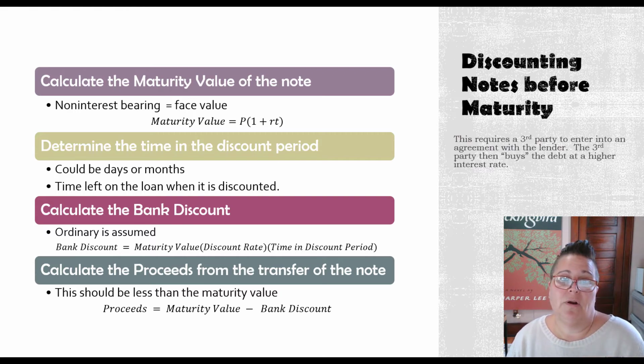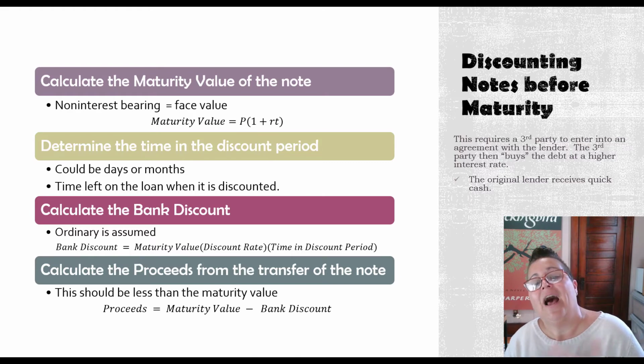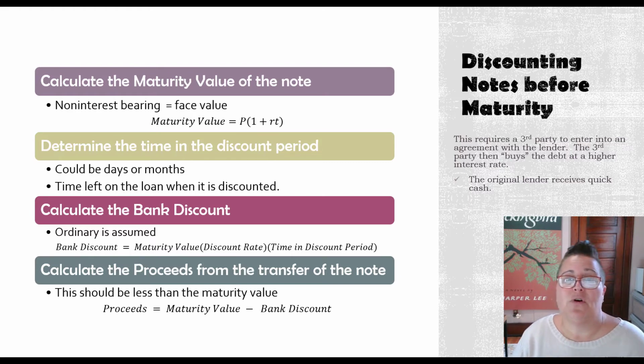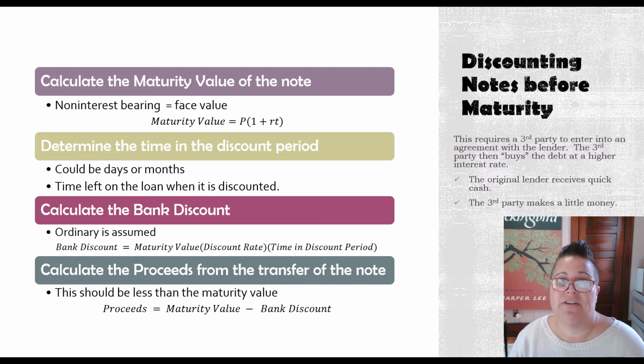When you discount a note before maturity, it requires a third party to enter into the agreement between the borrower and the lender. We had the panda and the bee, and the panda borrowed money from the bee, but then the bee needed money, so they needed to go to a third party, which is the bank. All right? The bank then purchases that debt, but at a higher interest rate. This is useful because the original lender is able to replenish their cash. They get cash quickly. The third party is able to make a little bit of money. And as we saw with Mr. Panda, he may not even know that any of this occurred. Right?